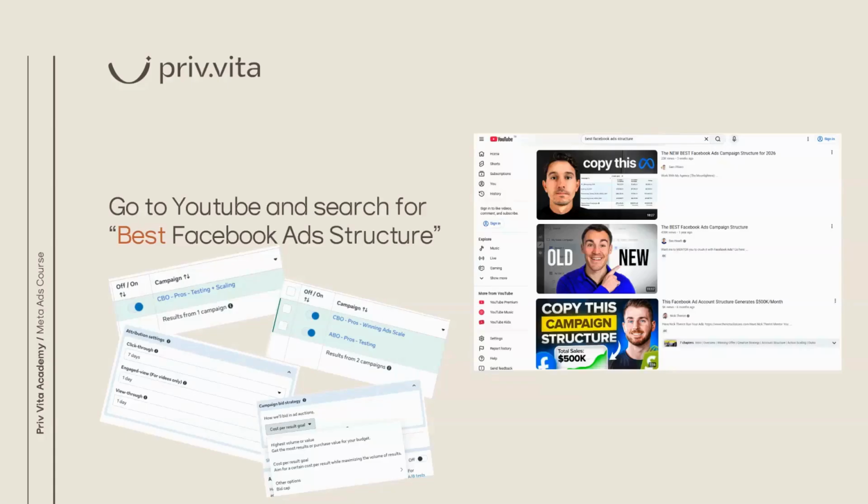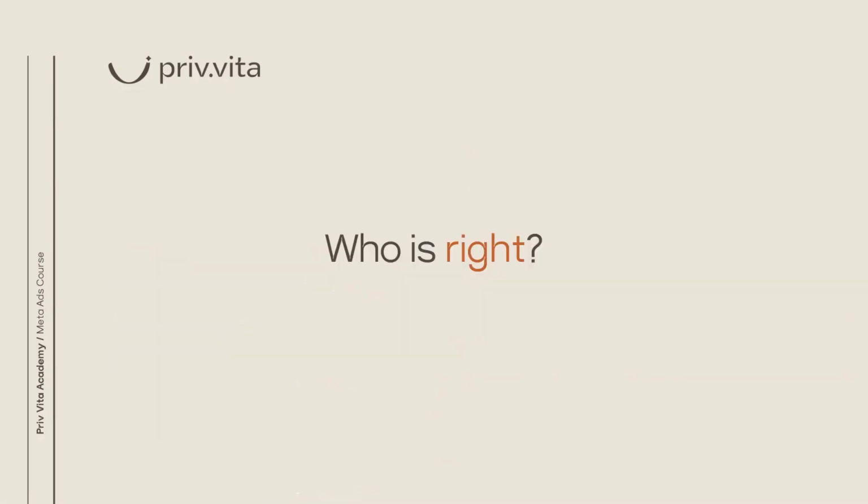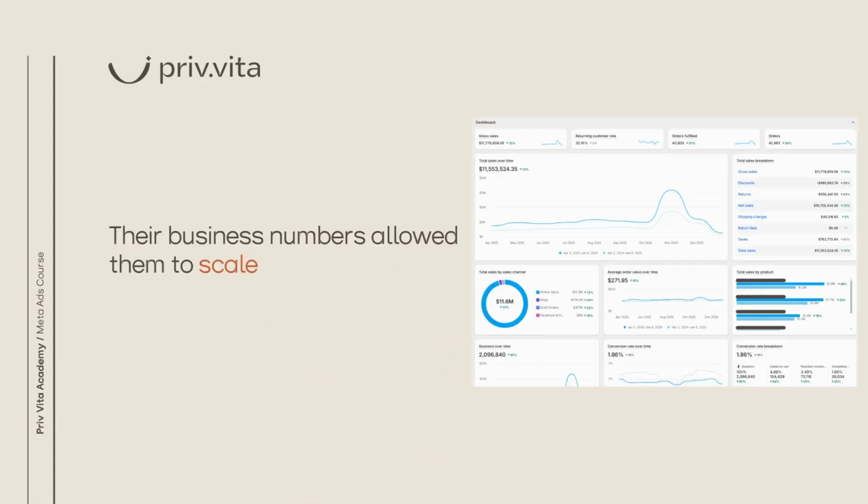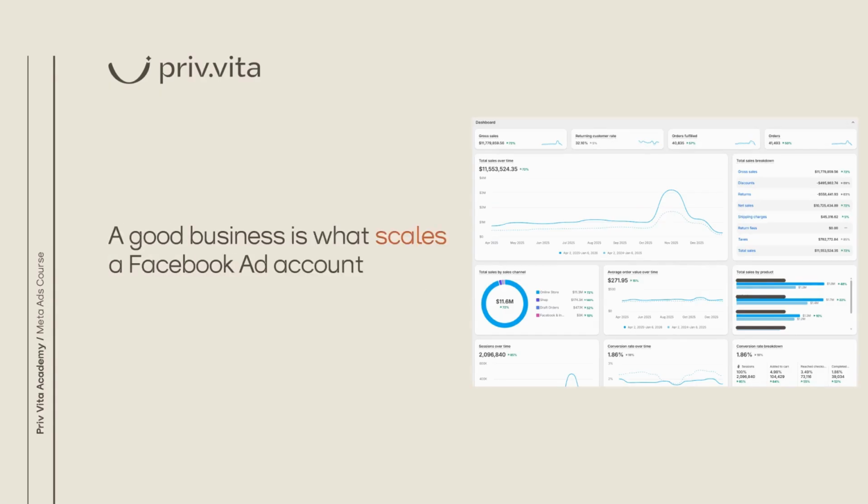Some people will suggest bid caps and cost controls, while others tell you to let Facebook spend freely. And on top of that, they all claim to have spent tens of millions of dollars and generated hundreds of millions of dollars for their clients. So who is right? And the answer is, they all are. And you know how? Because their business numbers, their offers, their conversion rates, their average order values, and their customer lifetime values allow them to scale. A good business is what scales a Facebook ads account, not the other way around.